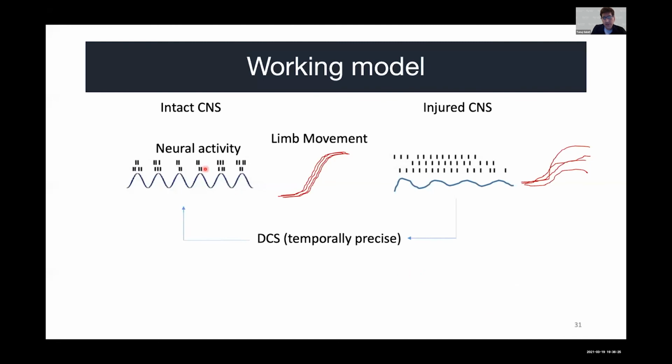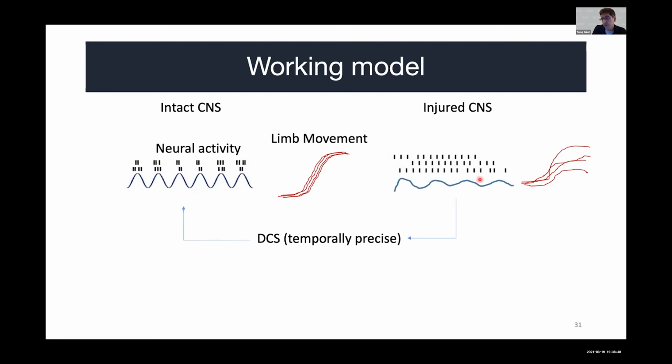So this is the working model: in the intact CNS, there is this quasi low frequency activity with skill learning. It seems to organize the neural activity also. And this is related to very smooth, consistent, stereotyped movements. And this goes awry in the injured central nervous system.